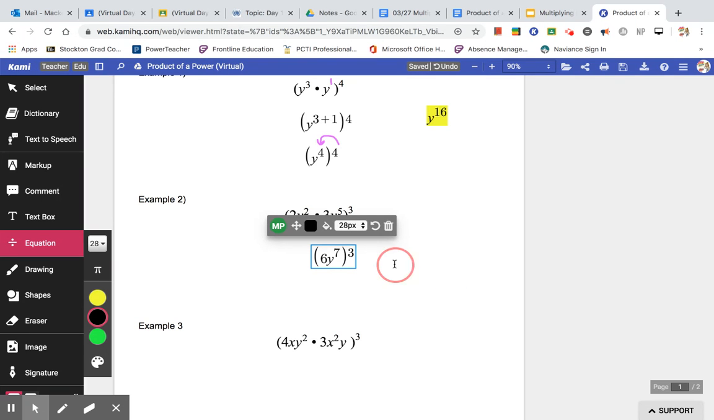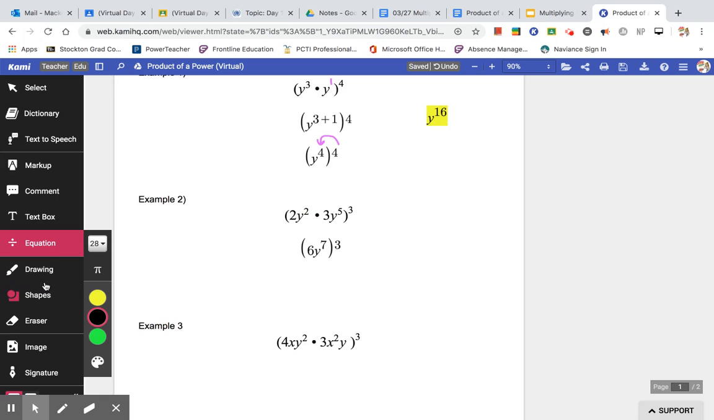And notice again, this 3 on the outside here does not move because we haven't done anything with it. So we just carried it down here. And then this is actually a power to power problem now because we have this 3 on the outside.